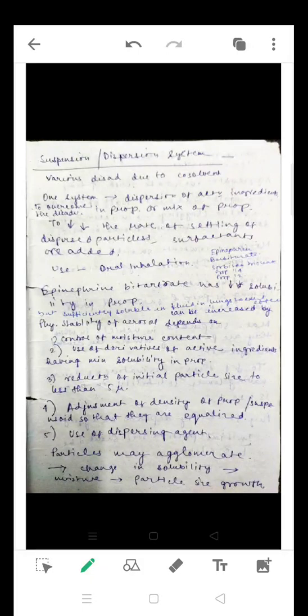Hi students, continuing with the suspension or dispersion system of aerosol, there are various disadvantages present due to the application of the co-solvent, as co-solvent was applied in the previous two systems. In the one-phase system, there is dispersion of active ingredients in the propellant or mixture of propellant. To overcome this disadvantage, that is, to reduce the rate of settling of the dispersed particles, different types of surfactants are added.